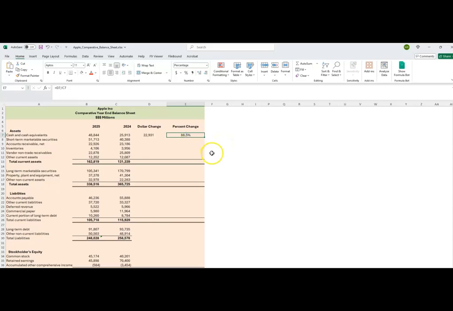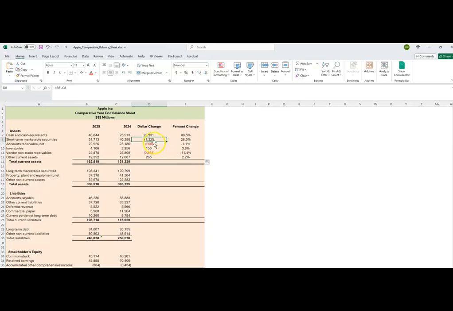Now I need to do the same thing for all the accounts. If I put a little formula here, I could do that. I will save some time, but I will walk you through it. Let's pick short-term marketable securities. I have 51,713 in the current year. Last year was 40,388. That's an increase of 11,325. I subtract this number from this number, and it gives me 11,325.